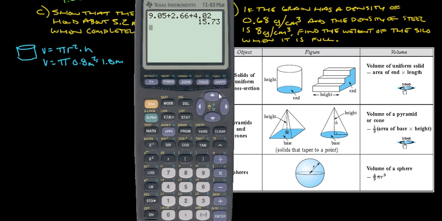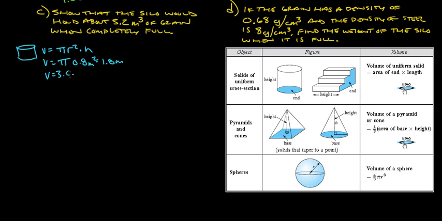So we turn that on. We take pi times 0.8 squared times 1.8 for our height, and we get 3.62 cubic meters. So that's for the cylinder. For the volume of a pyramid or a cone, it's just 1/3 the area of the base times the height. So let's go with the cone piece here.